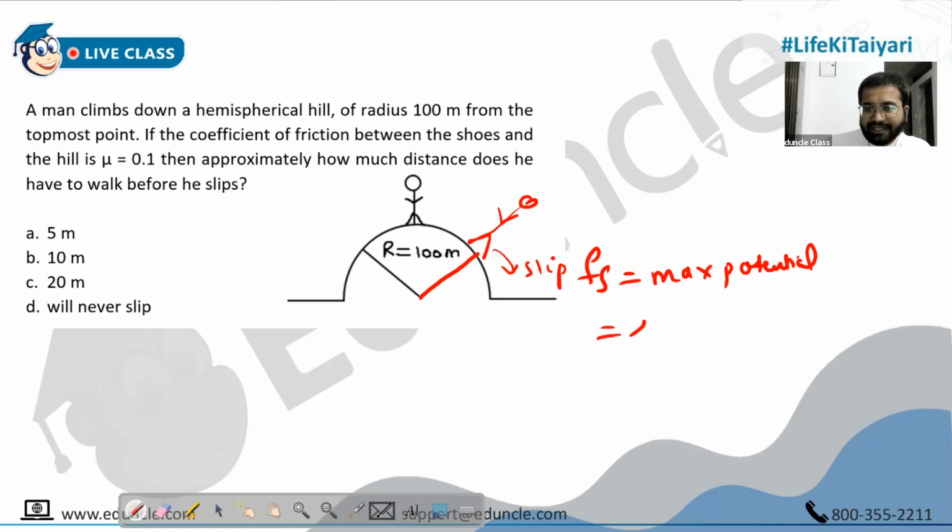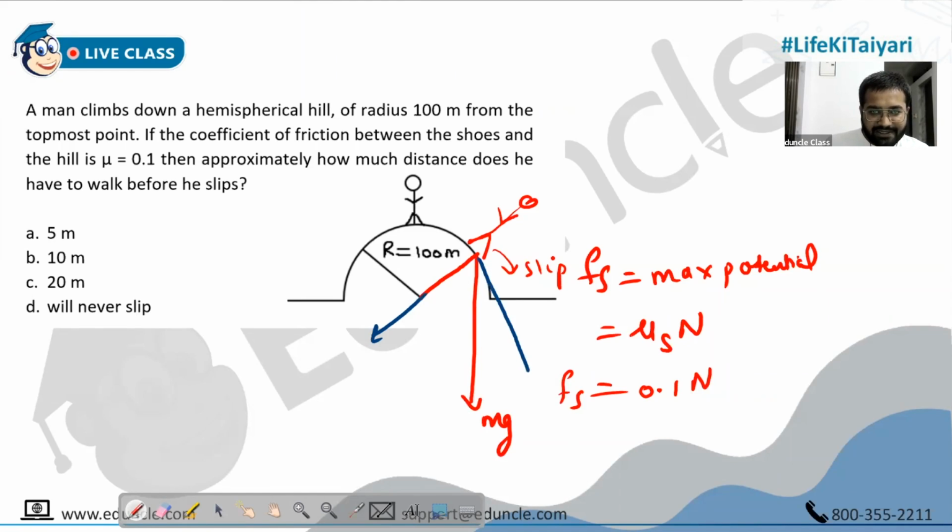So it becomes mu s into N actually. So mu s is 0.1 into N. That's Fs. Now here he has weight mg in the downward direction. So you have to resolve this into two components. This is one component, this is another component. Let's say this angle is theta, so this also becomes theta.